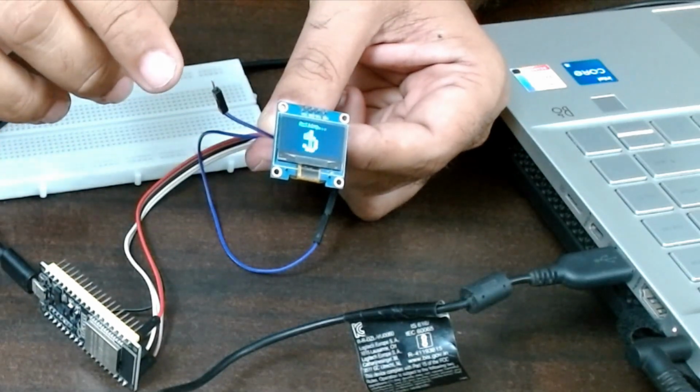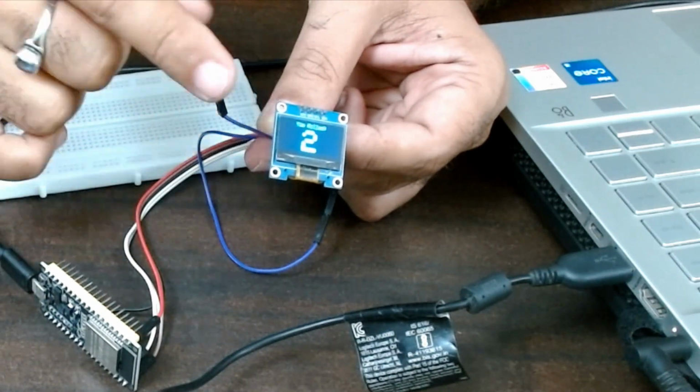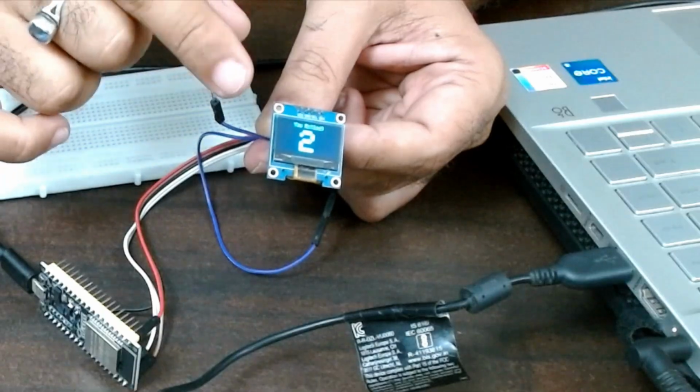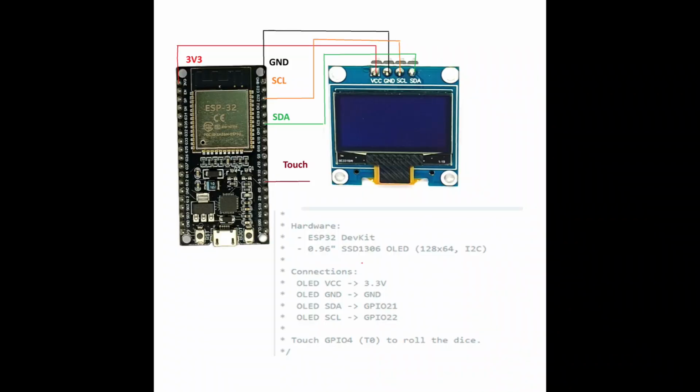Hello everyone. Today we will create a digital dice using 0.96-inch OLED module and ESP32. So first of all, let's connect ESP32 to the OLED module as shown in the figure and then flash the code.